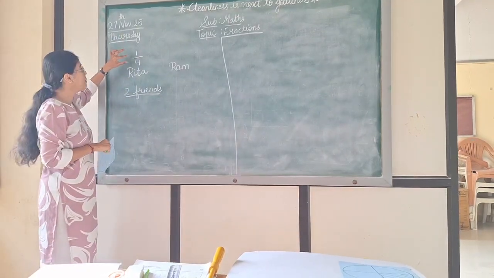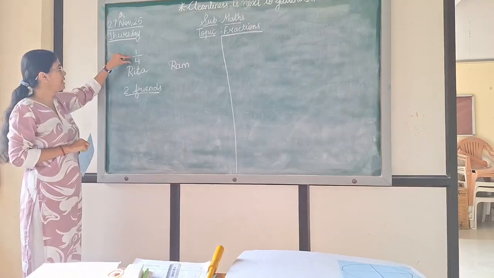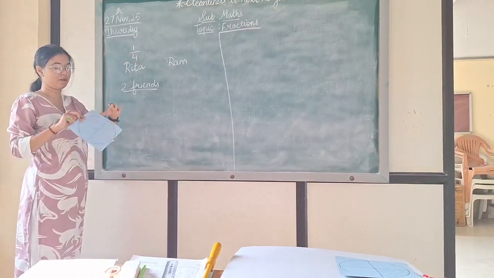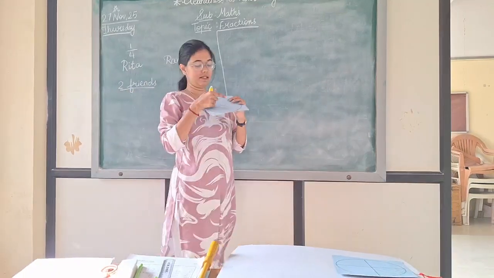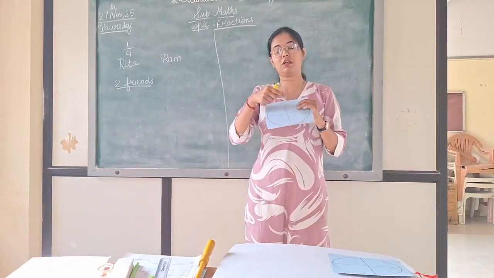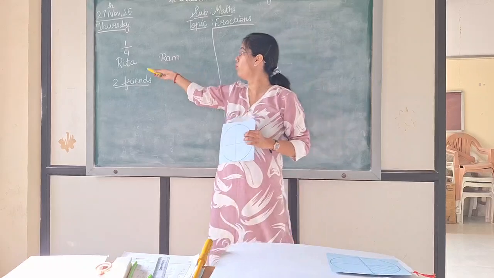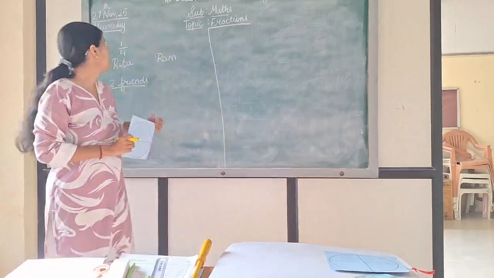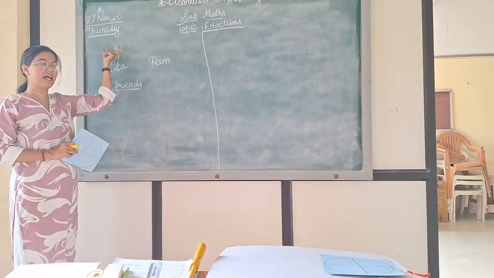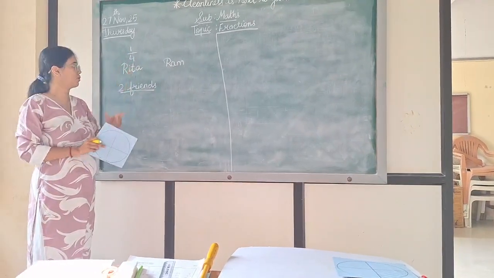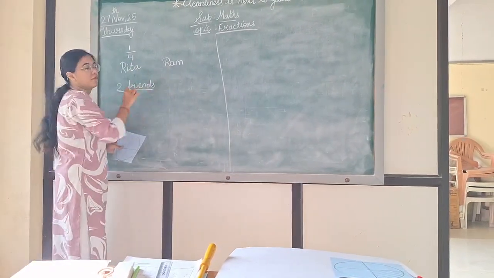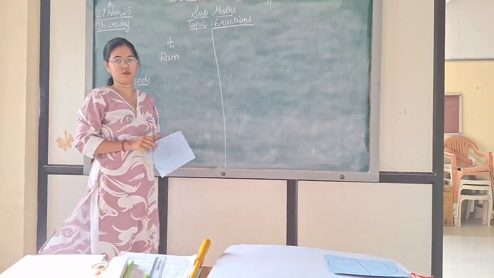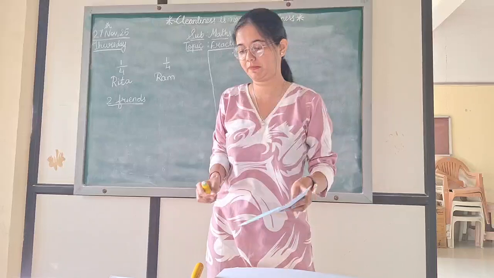The total number of parts made is written at the bottom, and the number of parts selected, that is given to the girl, that is only one part, we write in the numerator place. This is called the numerator and this is called the denominator. Okay. Ram also got 1/4 part. Okay. Understood till here? Yes, ma'am.